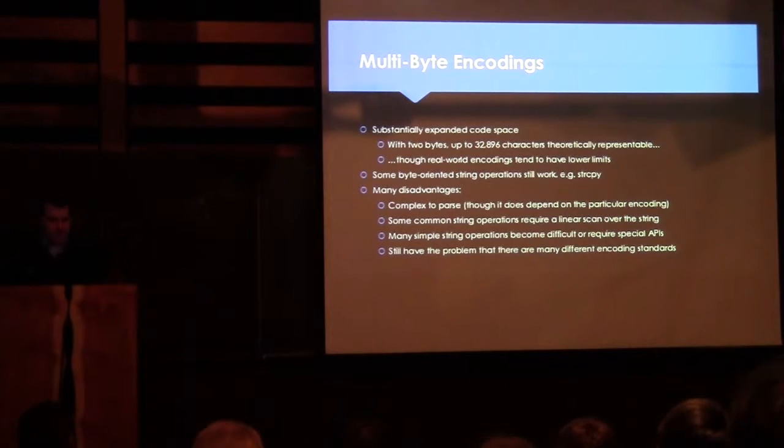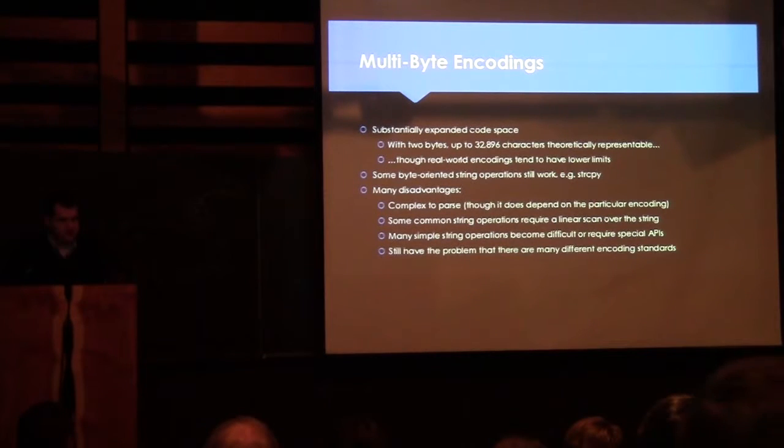So on the bright side, there's a substantially expanded code space. You can represent a little over 32,000 characters, though generally, like in the Shift-JIS encoding, it was fewer because of the way the encoding was designed. Some byte-oriented string operations, like strcpy, will still work to copy a full string, or operations that do something similar. But there's a bunch of disadvantages.